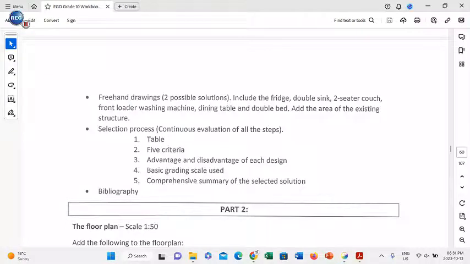It has to be freehand, so no rulers or straight edges are allowed. You are, however, going to use the grid pages in your book to assist you in drawing nice and straight lines. You have to include a fridge, double sink, 2-seater couch, front loader washing machine, dining room table and double bed. You need to add the area of the existing structure on the side of the drawing as well. So let's take out our grid pages in our workbook and set that up on our board.